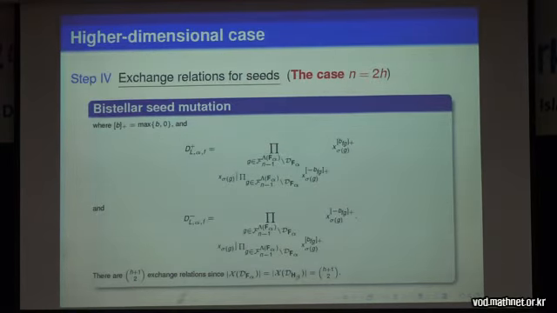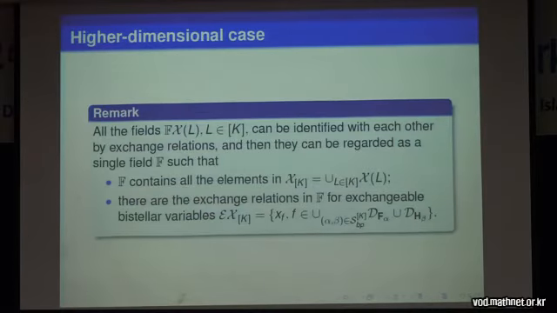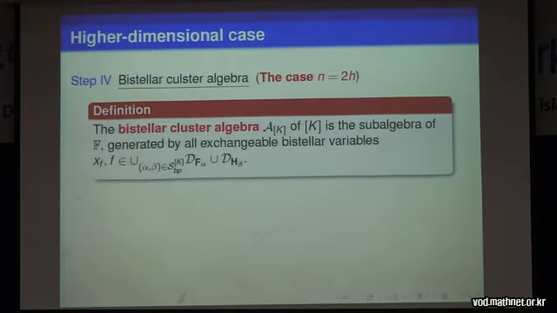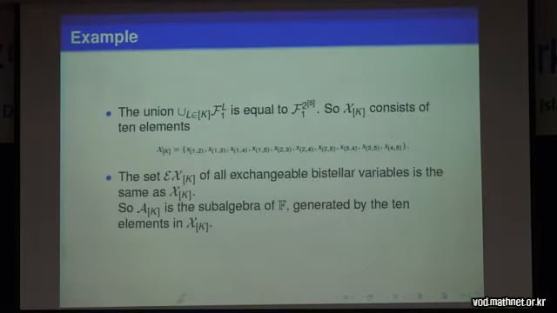Here, if the h is equal to 1, just the two-dimensional case, there is only one exchange relation. If h is more than 1, there are so many exchange relations. And then we can define the bistellar cluster algebra. Also, in this example, our algebra is computable.